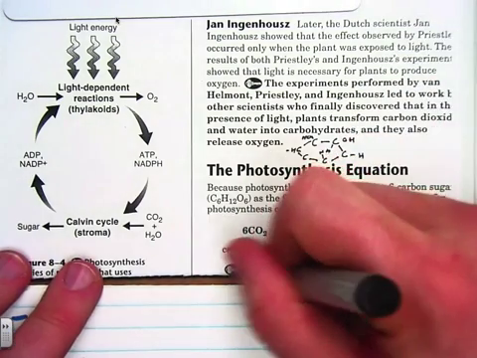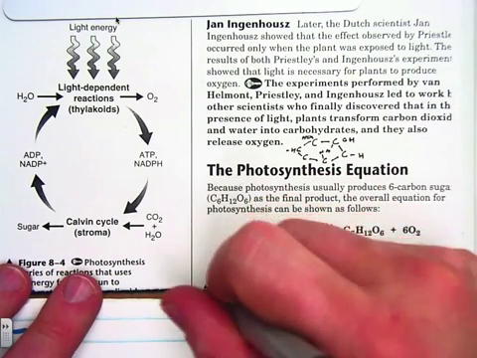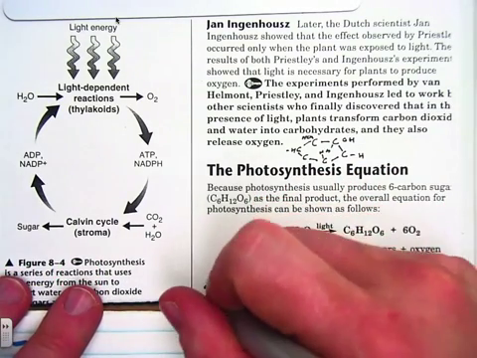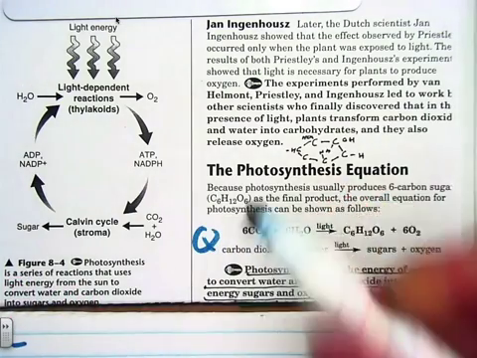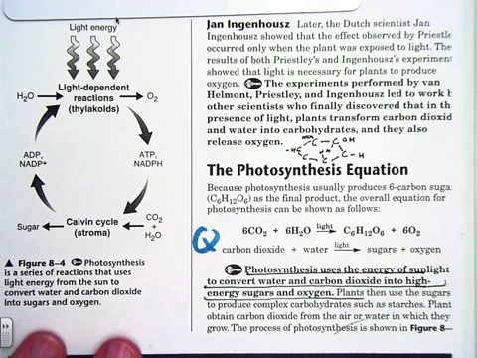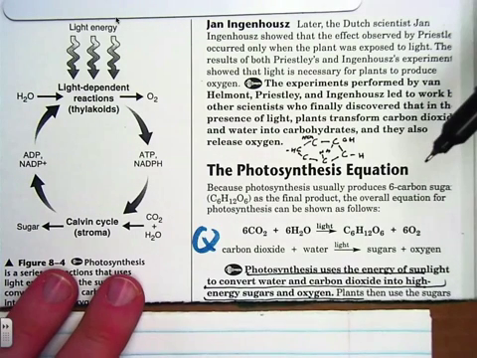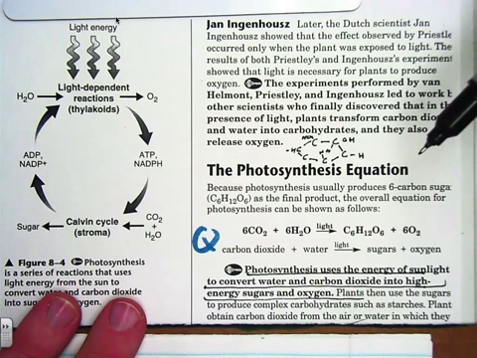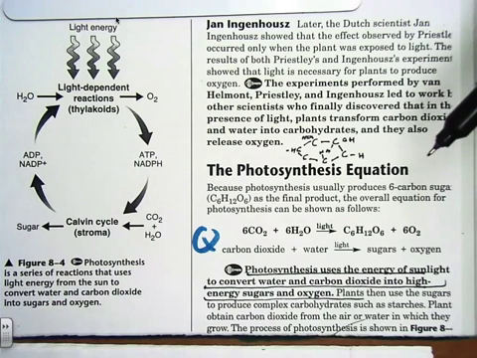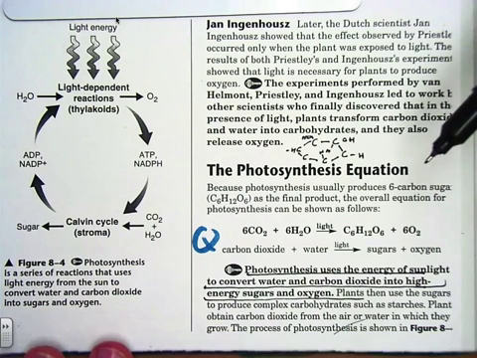Mr. Worley, what are we going to have on a quiz tomorrow? Well, maybe we'll have a quiz about what photosynthesis does. What is the main equation? Moving on. Plants then use the sugars to produce complex carbohydrates such as starches. Plants obtain carbon dioxide from the air or water in which they grow. The process of photosynthesis is shown in figure 8.